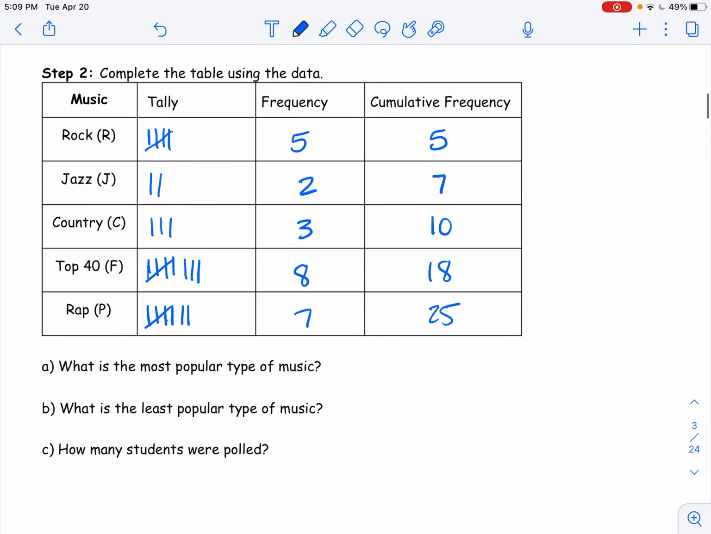What is the most popular type of music? The most popular type, of course, is top 40. The least popular type of music would be jazz. And how many students were polled? Well, that would be a total of 25.